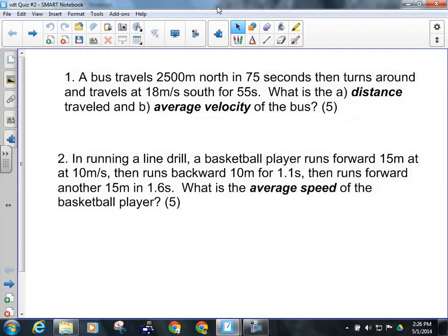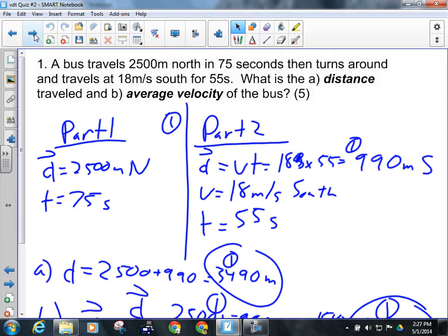Okay, and same thing for number 2. It gives you all these forward, backward, and then it asks, what's the average speed? Does forward, backward matter? Nope, not at all. So it's important to read the questions carefully, and that's of course why I highlighted those, so that you would look at them and know, oh, that's vector or that's scalar.